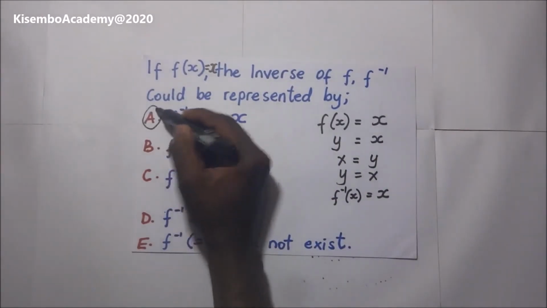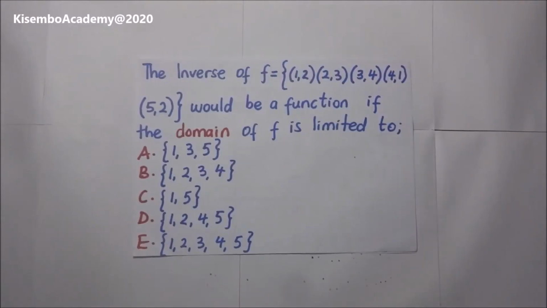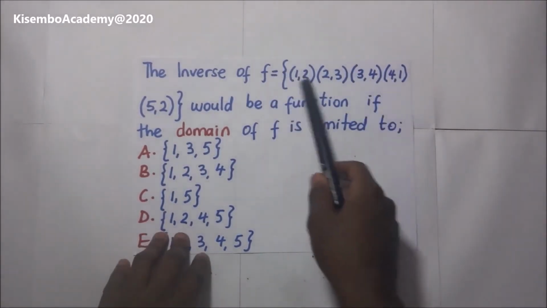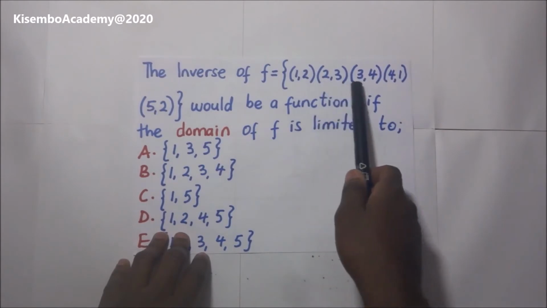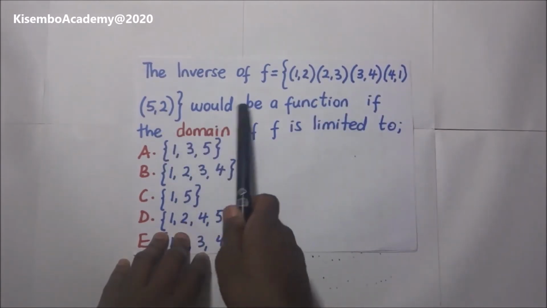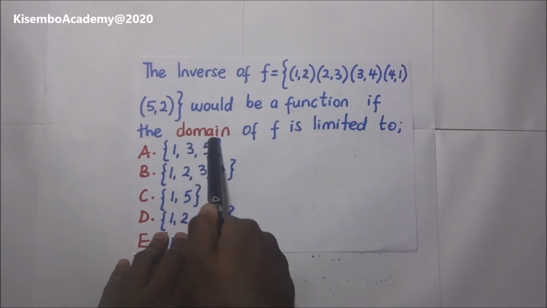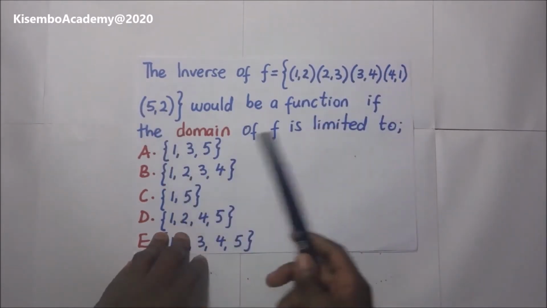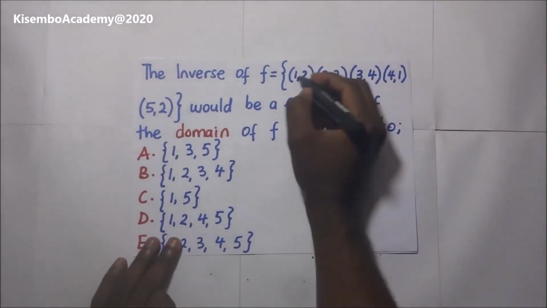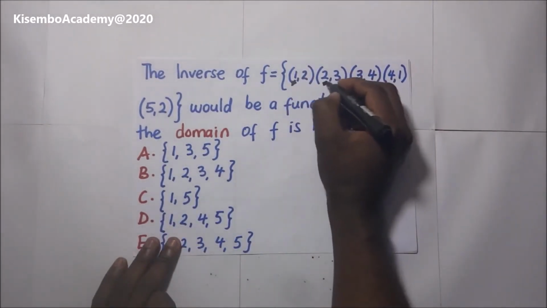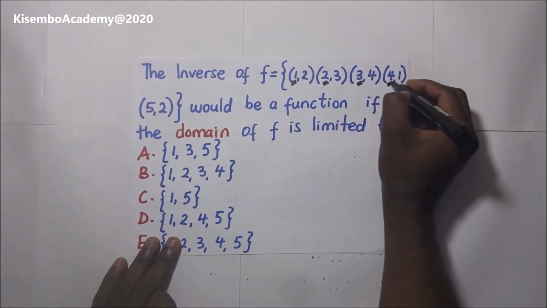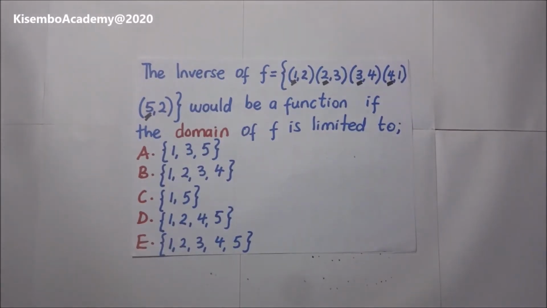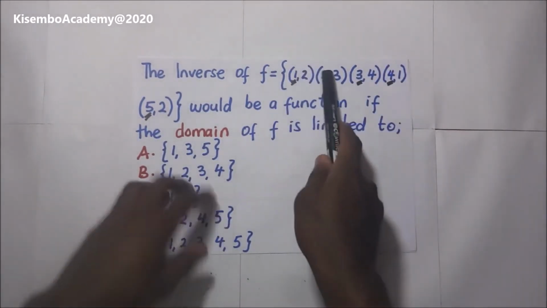Another one: the inverse of this function f. This function f is in the form of ordered pairs: 1 2, 2 3, 3 4, 4 1 and 5 2. It would be a function if the domain of f is limited to what? By the domain we are talking about the values of x. We have 1, 2, 3, 4, and 5. Now this, let's call this a relation.